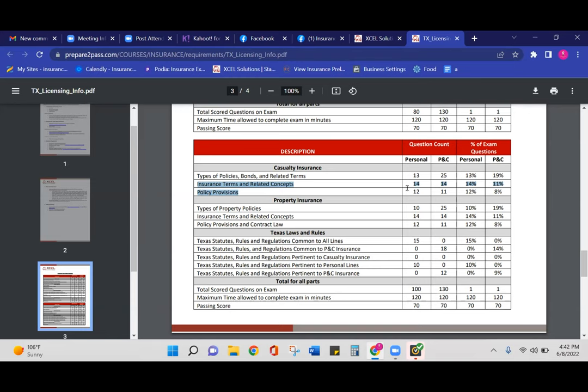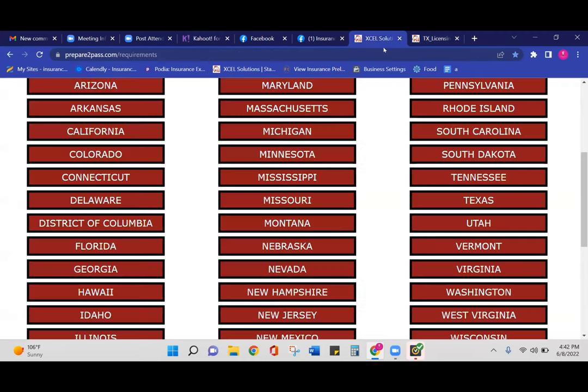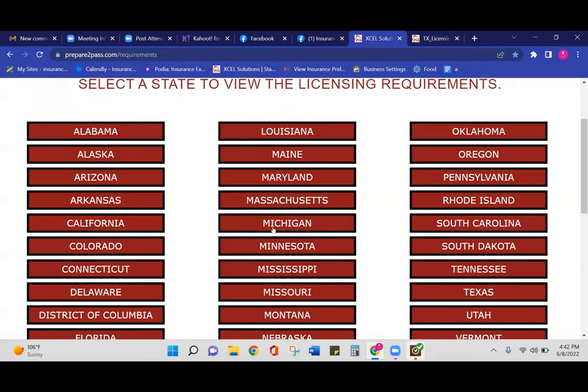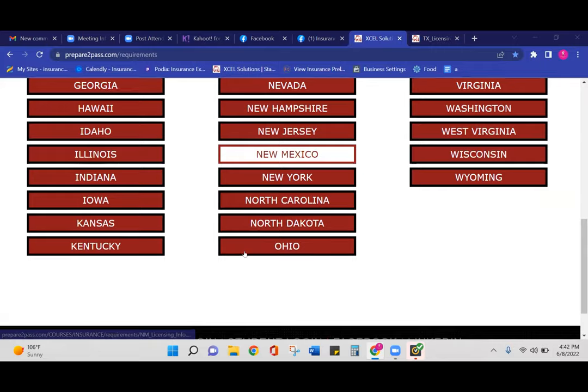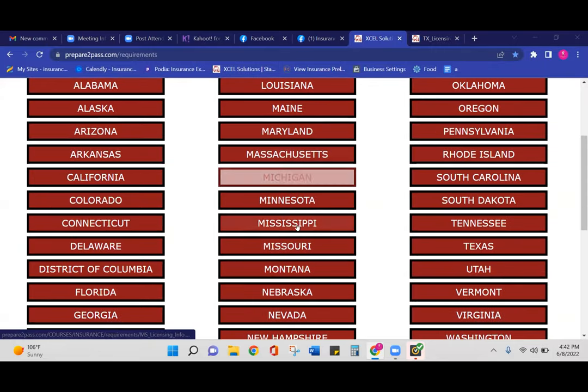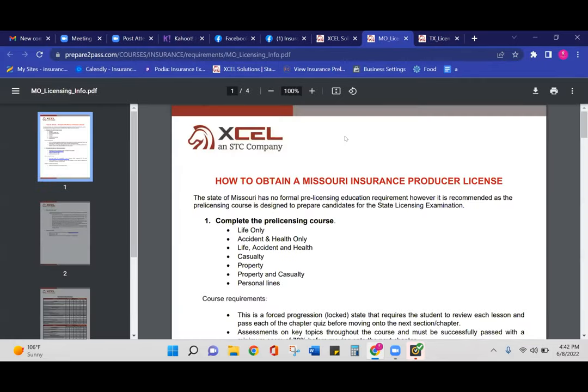And I know we're talking about Texas, but let me just clarify something real quick. Let me show you another state. I need to find another one that's like Texas, I think Missouri. Let me look at Missouri real quick. And I'll show you the difference so you can see what I mean.